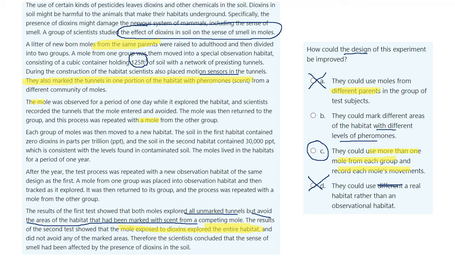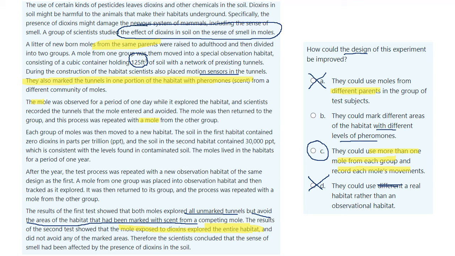So what this experiment is showing is that the behavior of the mole changed over 1 year due to the presence of the dioxins in the soil. C is the correct answer. We're looking at, does the behavior change, yes or no?